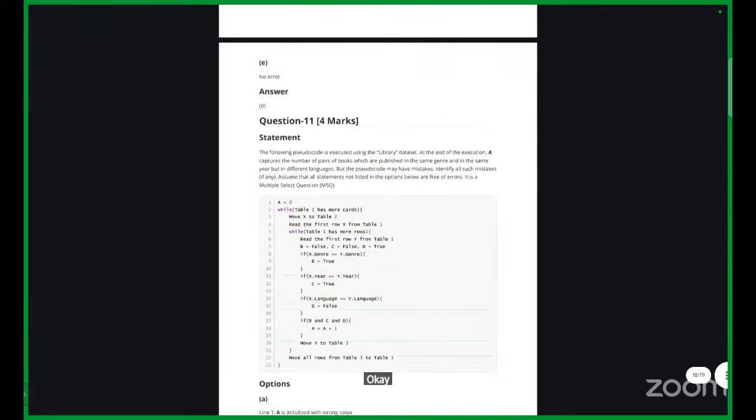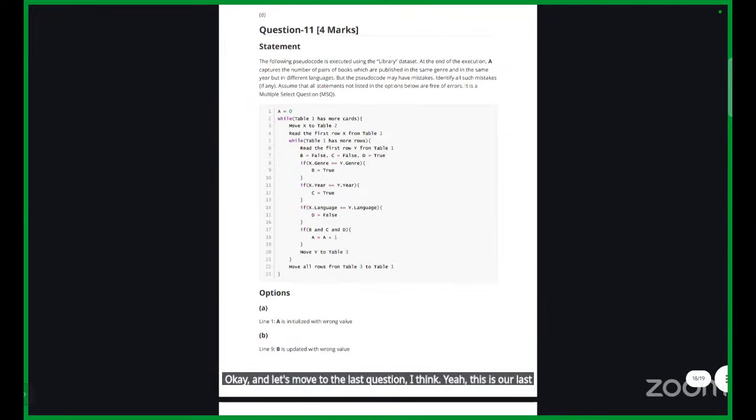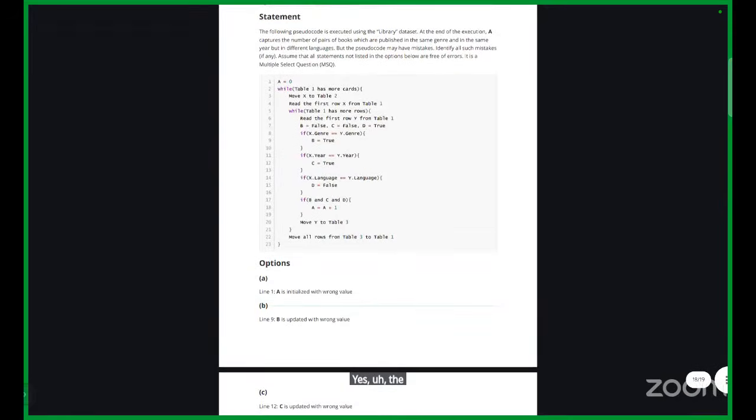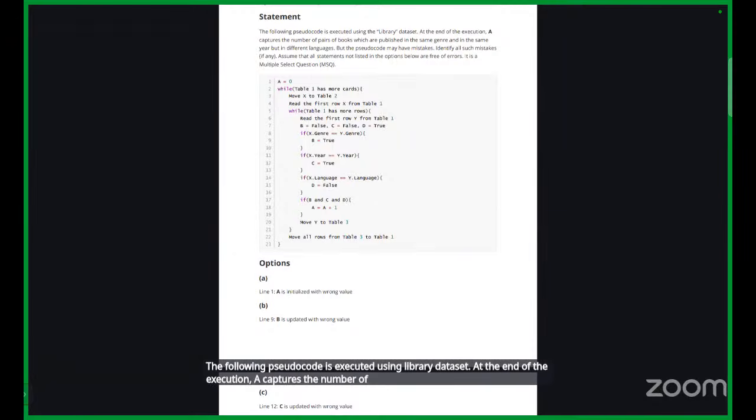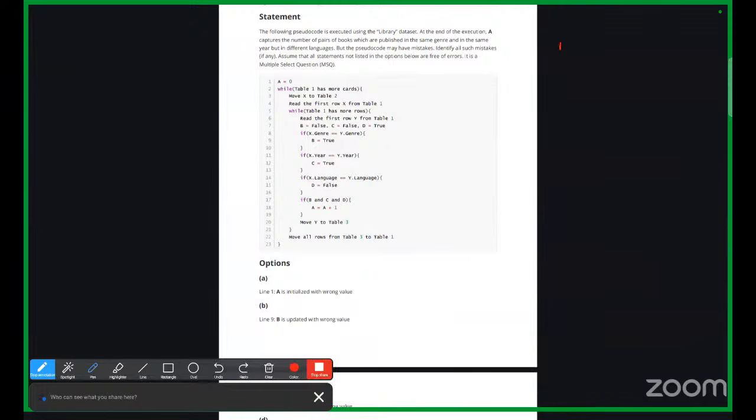Okay, let's move to the last question. Yeah, this is the last question. The following pseudocode is executed using the library dataset. At the end of the execution, A captures the number of pairs of books which are published in the same genre and in the same year but in different languages. So genre should be same and year should be same, but language should be different.